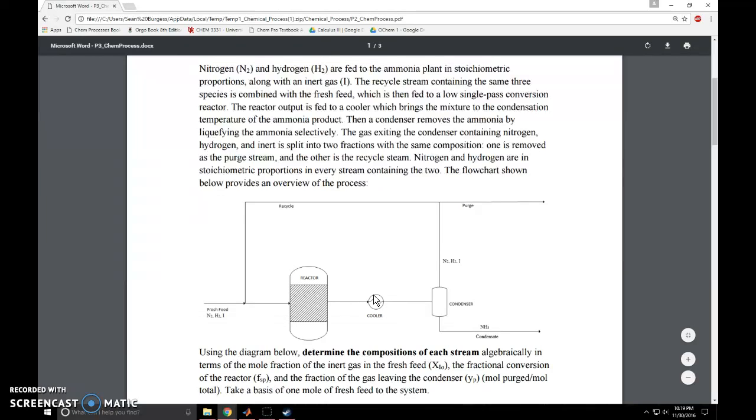which is then sent to the cooler, which is just cooled, which is then sent to the condenser, which is where it gets interesting, because the condenser is where the ammonia will be separated from the rest of the mixture, because the ammonia gets liquefied, and so that gets sent off down here. The rest of the mixture, half of it gets purged and half of it gets sent to the recycle stream, which then meets back up with the fresh feed stream and then starts the process all over again.